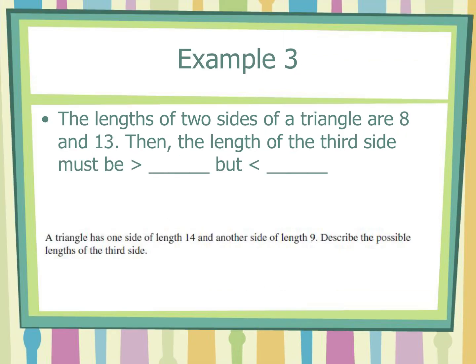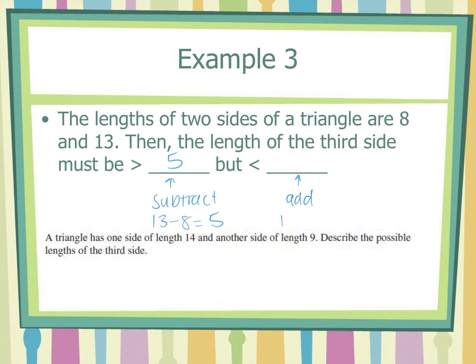Example 3. This is where we use the triangle inequality theorem, okay? The lengths of 2 sides of a triangle are 8 and 13. Then the length of the third side must be between what 2 values? To find the lower limit, you always subtract, and to find the larger limit, you always add them together. So if you take 13 minus 8, what do you get? 5. So that third side must be bigger than 5, because if it's smaller, then you cannot create a triangle.